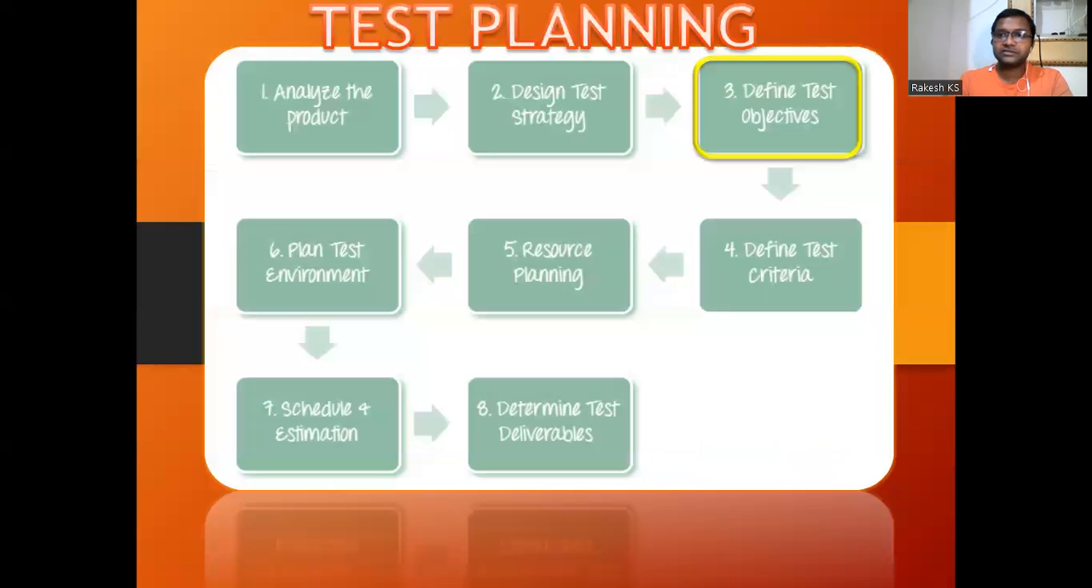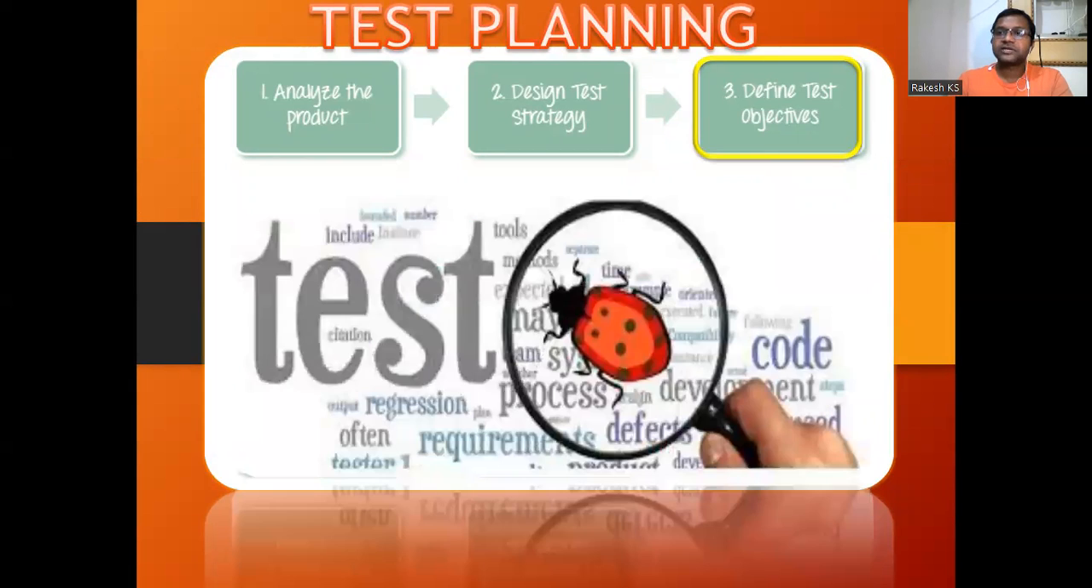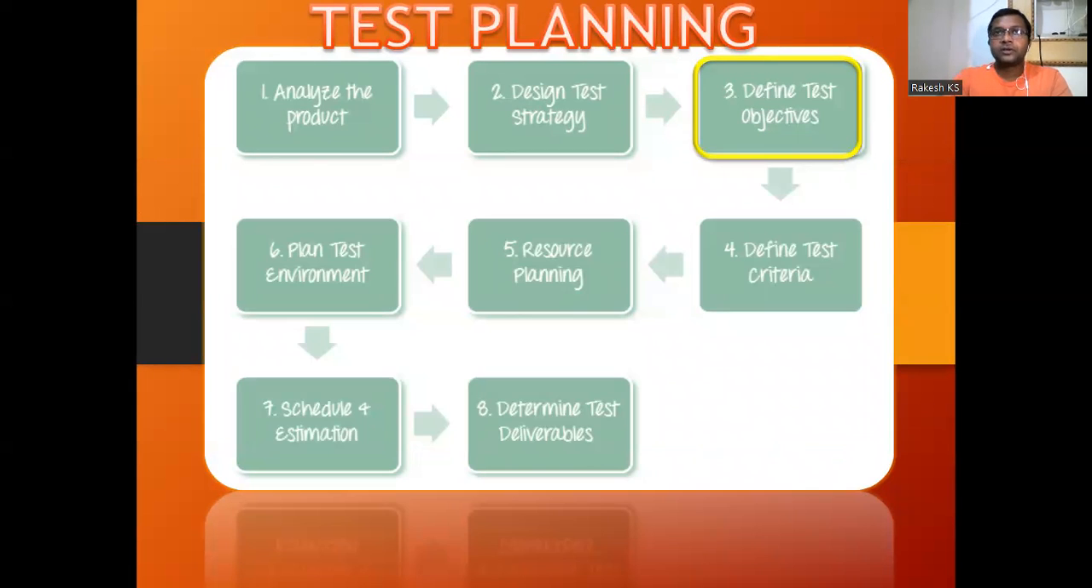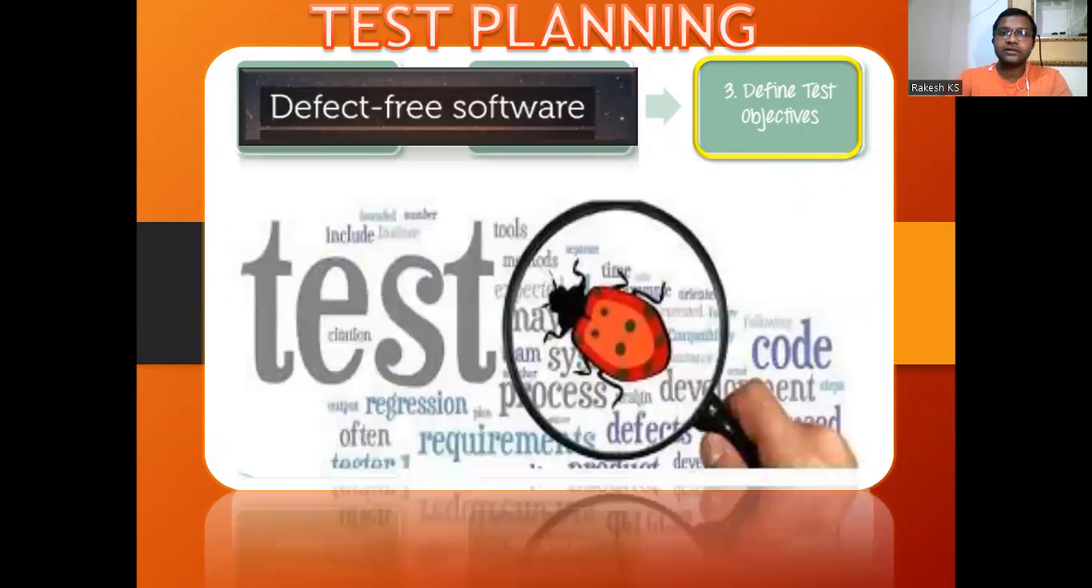The next thing is define test objectives. The test objective is nothing but the goal of a particular testing. All the testing is conducted to ensure that the software is free of bugs and also defect-free. So the main aim or objective of any testing is to be free from bugs and to have defect-free software.